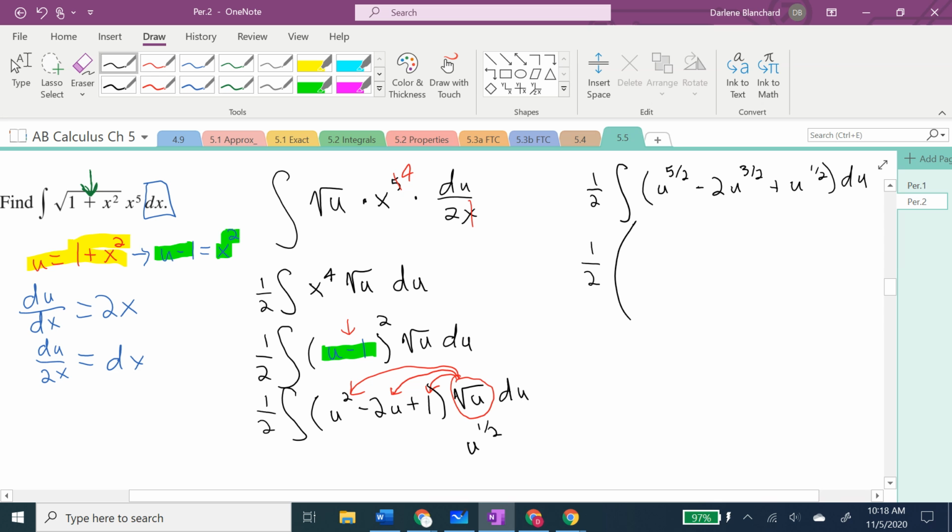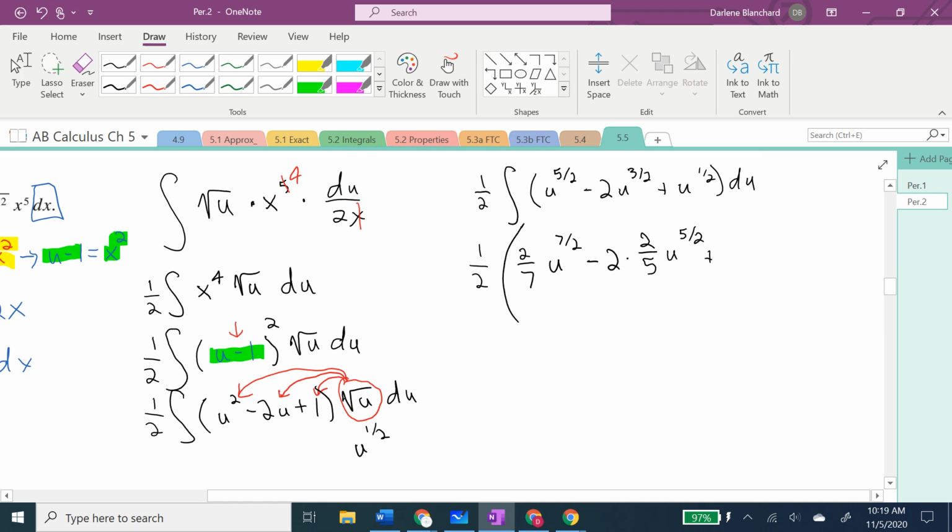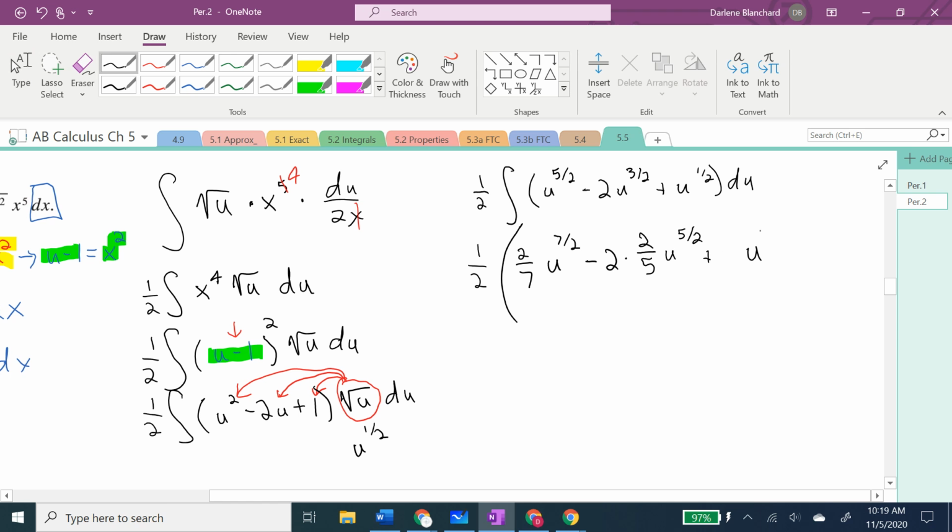And I get the lovely: add 1 to 5/2, multiply by the reciprocal, minus 2 times add 1 to 3/2, multiply by the reciprocal, plus add 1 to 1/2, multiply by the reciprocal. And then when you thought you'd had enough, we have to plug the u back in.